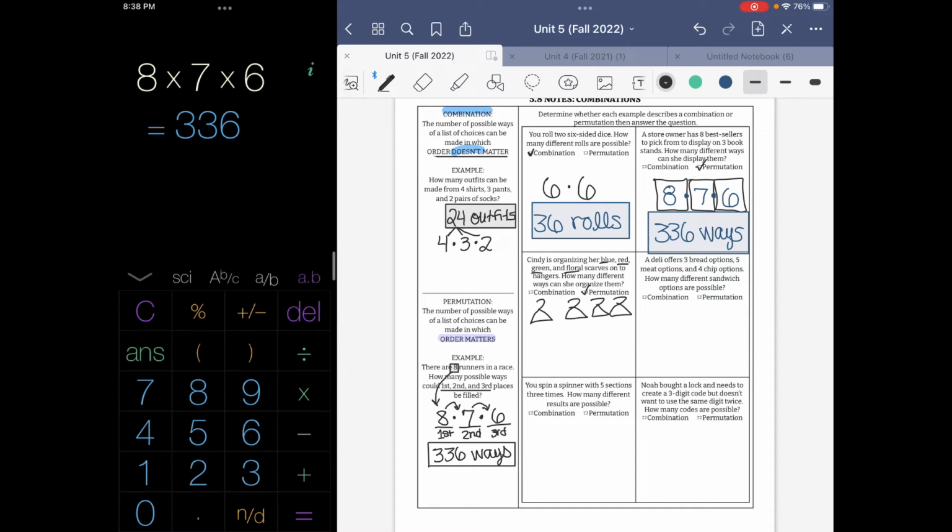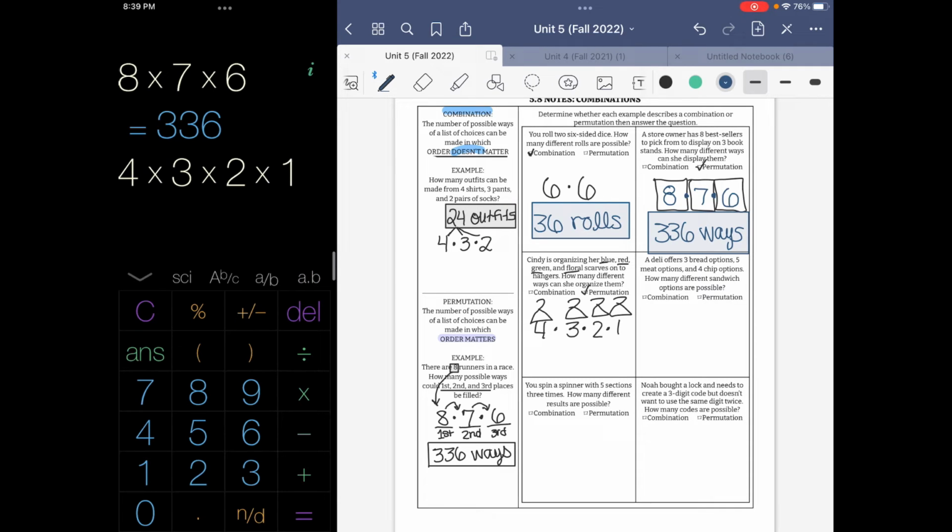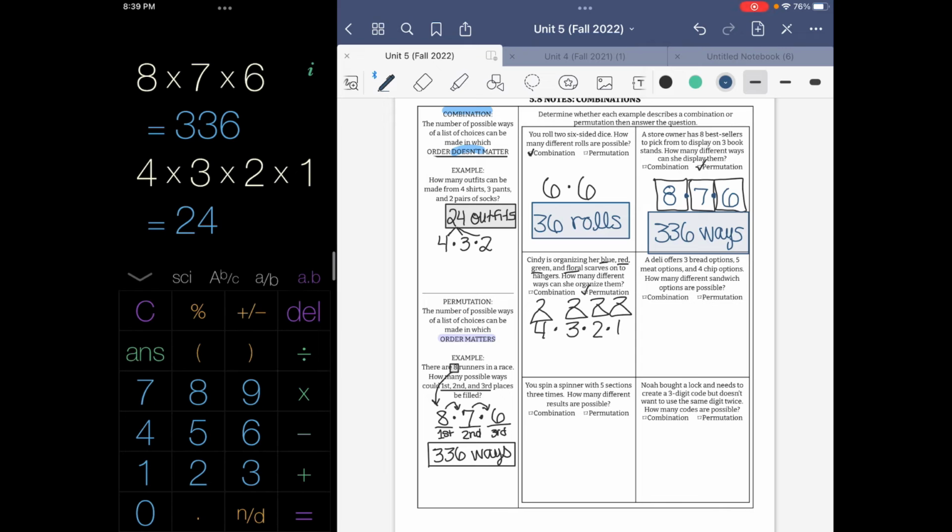I know those are terrible drawings of hangers, guys. Sorry. To hang them on. Which means she has 4 scarf options to pick for the first one. 3 scarves left to pick from for the second one. 2 scarves left to pick from for the third one. And just 1 left to pick from for the last one. So we just have to multiply 4 times 3 times 2 times 1. 24. So there are 24 ways she can organize these.